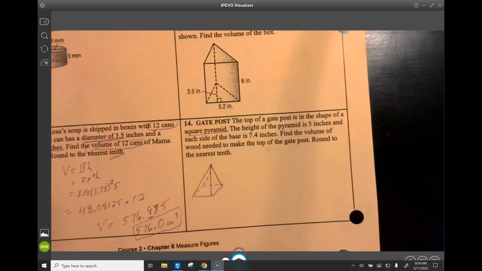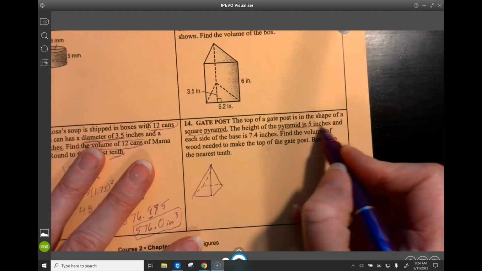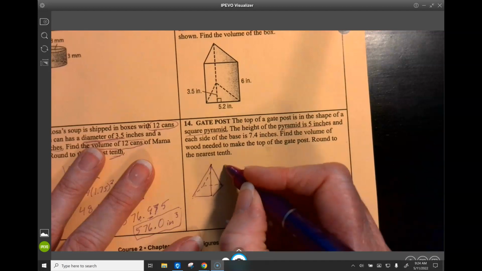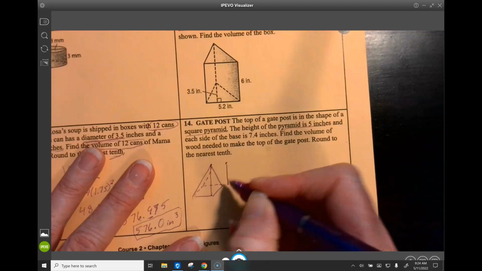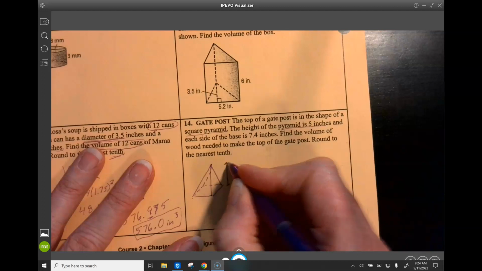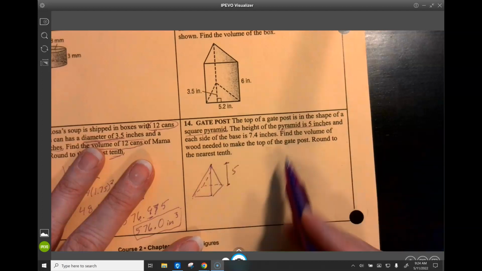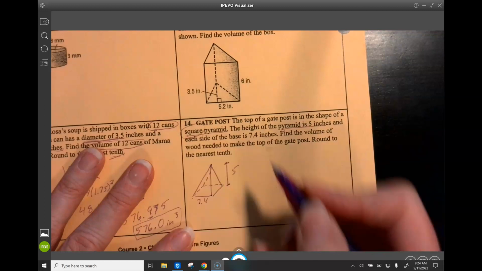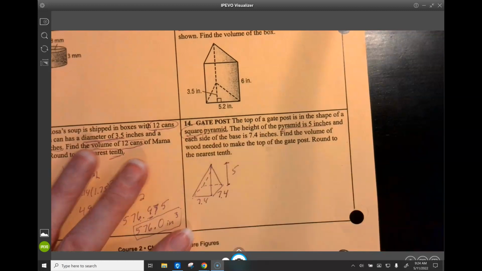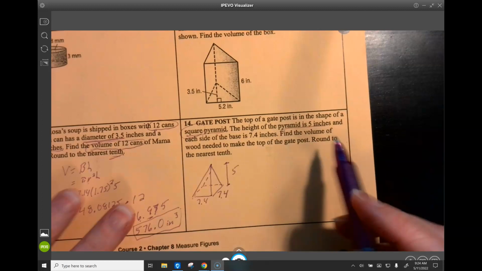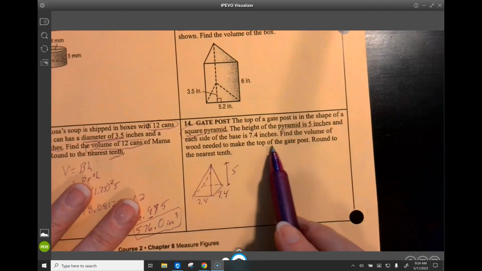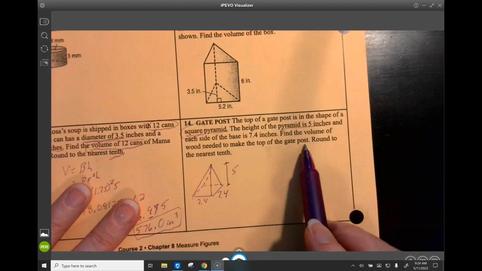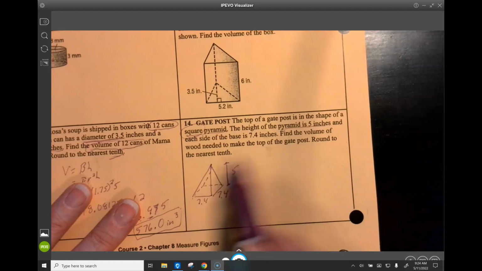Whew! Okay. So what we have to know is the height of the pyramid. The height in here from here down to here, I'm not even going to put it in there. There's your height, and that has a height of 5. And the side of the base is 7.4, but remember it said it's a square, so this one's also 7.4. So go ahead and find that. Find the volume of the wood needed to make the top of the gate post. So this is just the top of the gate post, rounded to the nearest tenth.